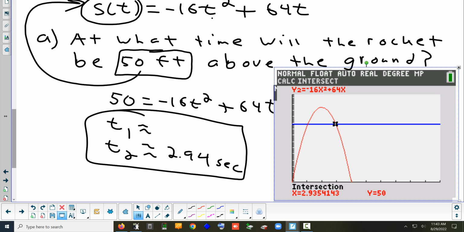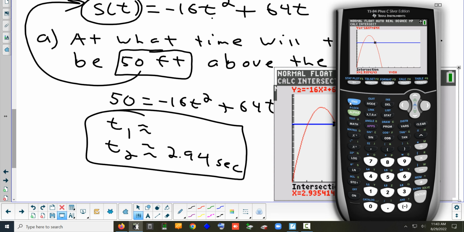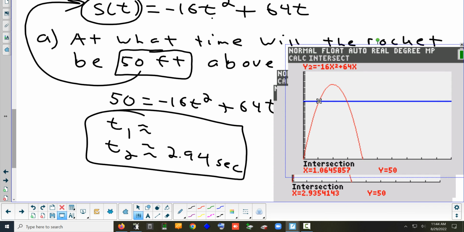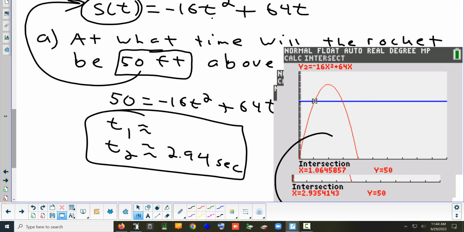Any questions on how you'd find the time on the way up? Could you run through it? Yep. So you do second, calc, intersect. This time, before you do your guess, just move it. That's fine. I'm not right on top of it, but I'm closer to the one on the left. And now, it gives me the other one. So there's your two answers. 1.06 seconds.